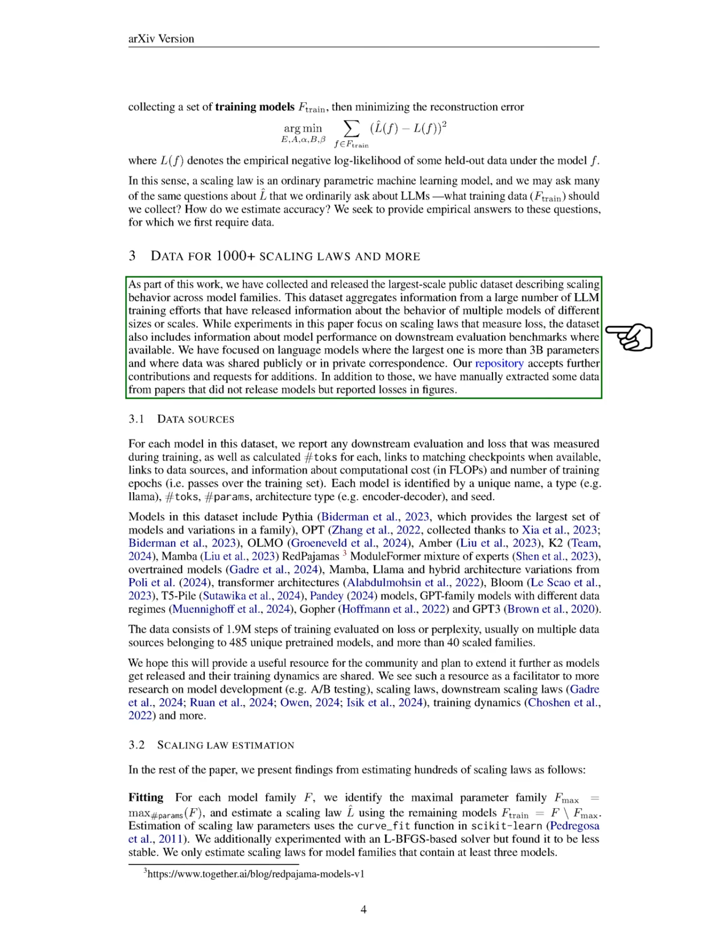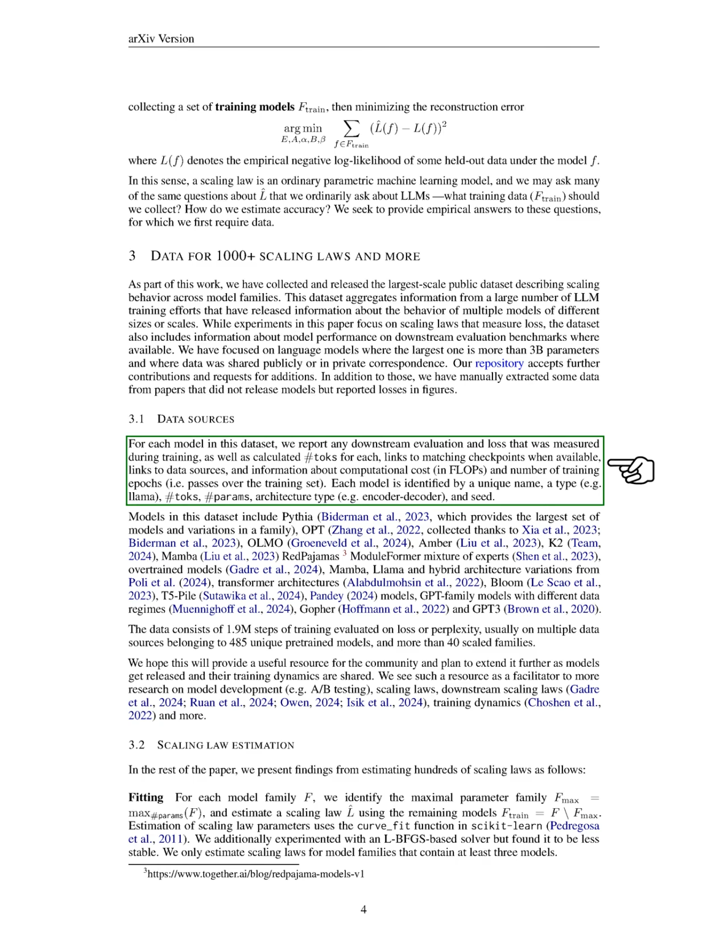While our experiments focus on scaling laws related to loss, the dataset also includes performance data on downstream evaluation benchmarks when available. We specifically looked at language models with more than 3 billion parameters, using data that was shared publicly or through private communication. We welcome further contributions and requests for additional data. Additionally, we manually extracted information from papers that reported losses in figures but did not release models.